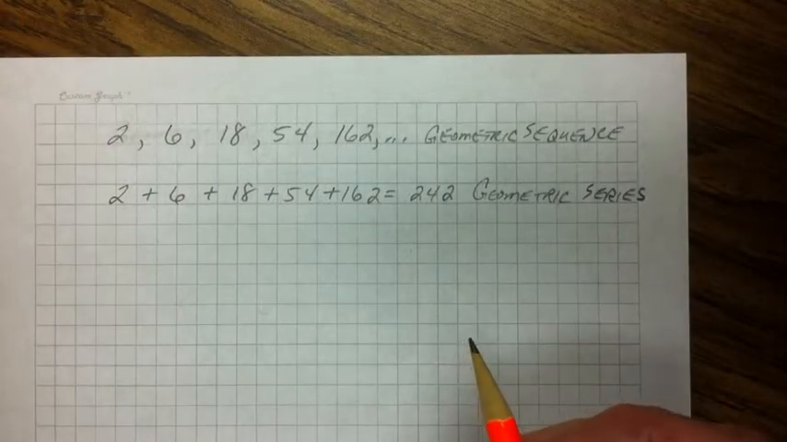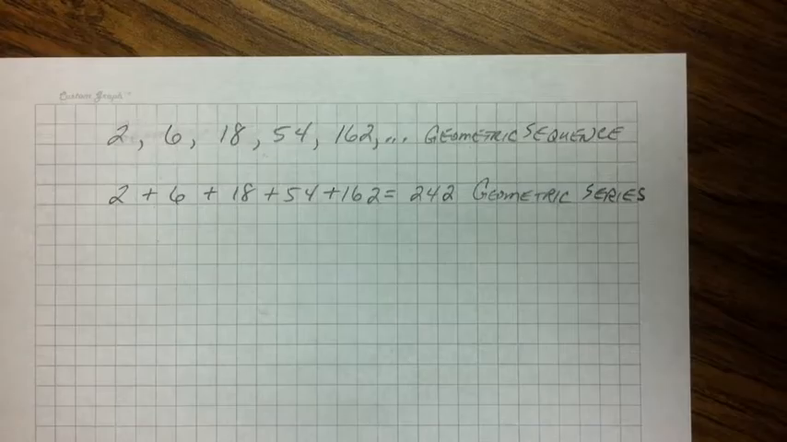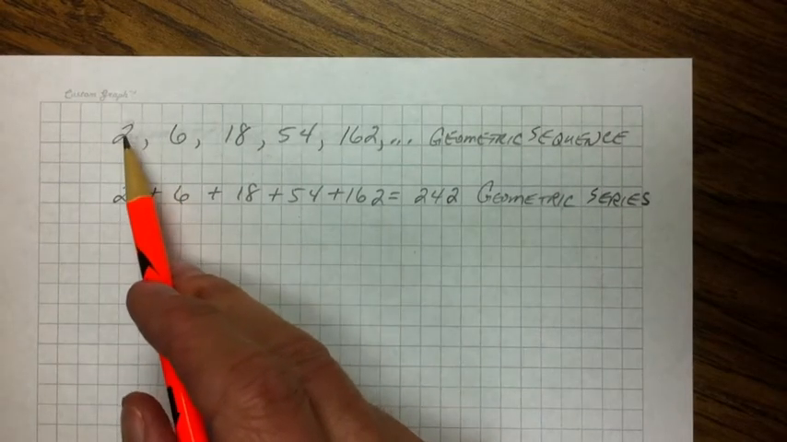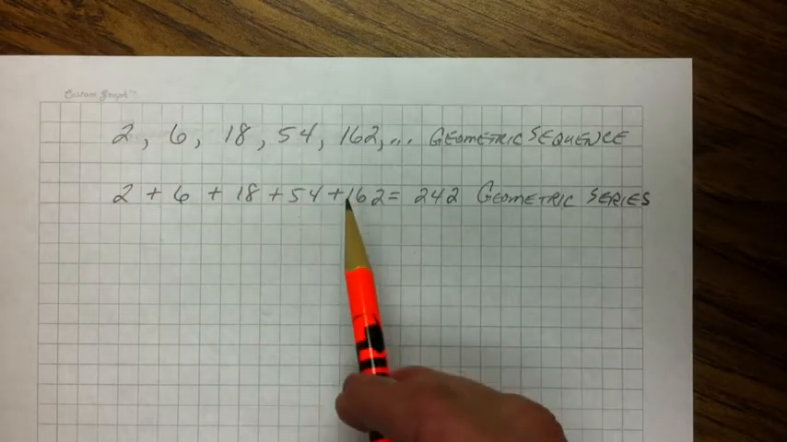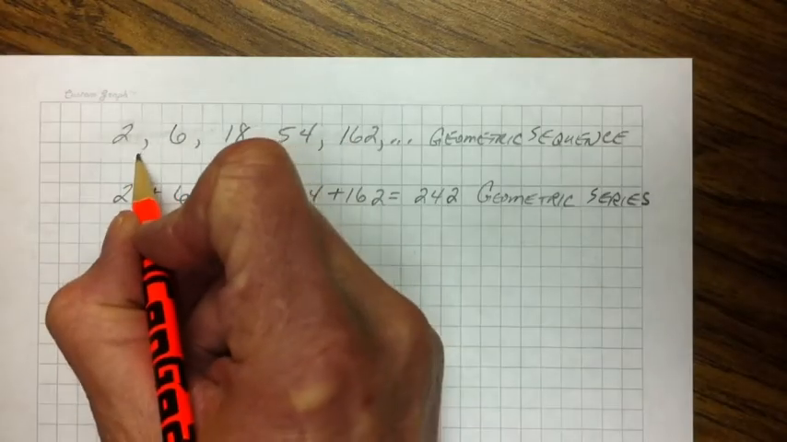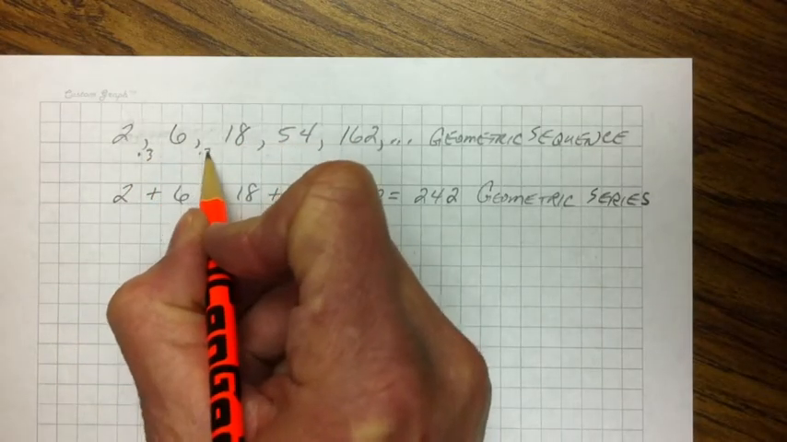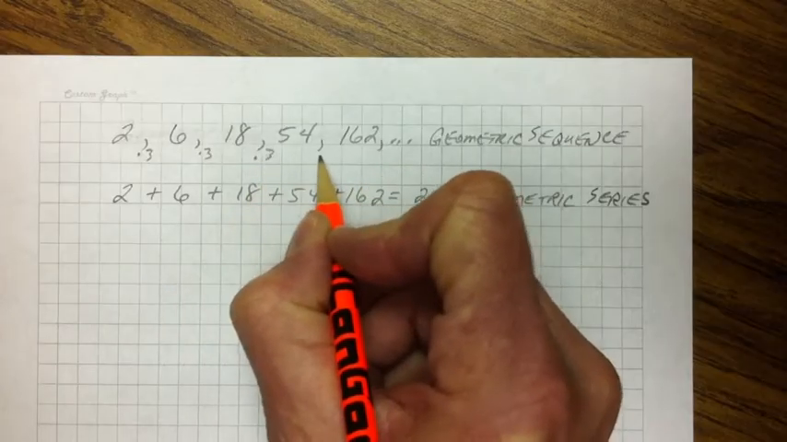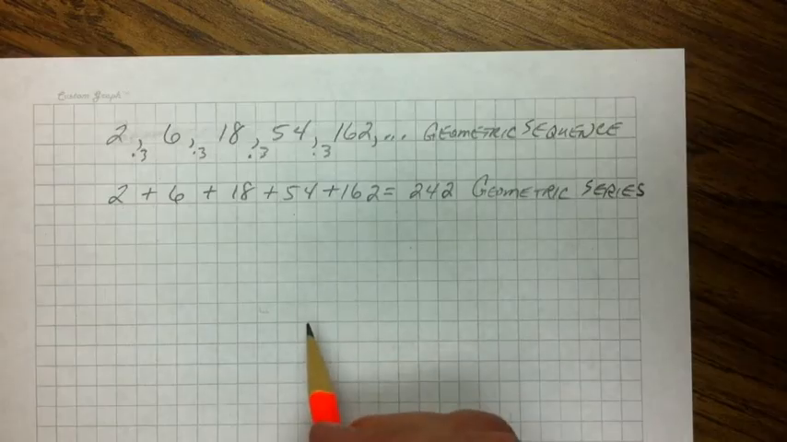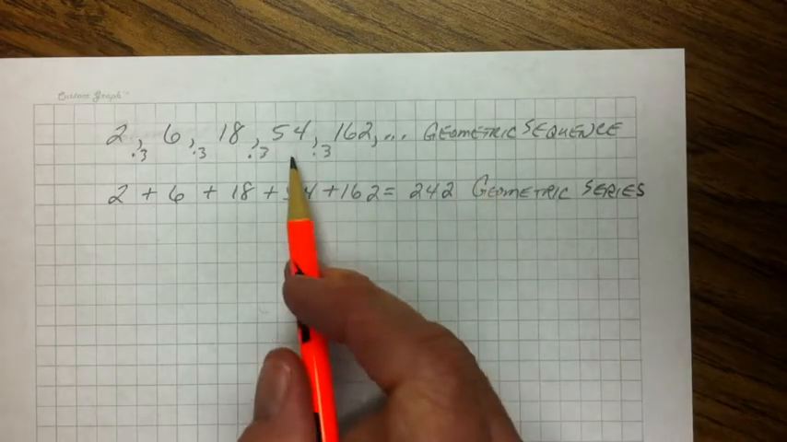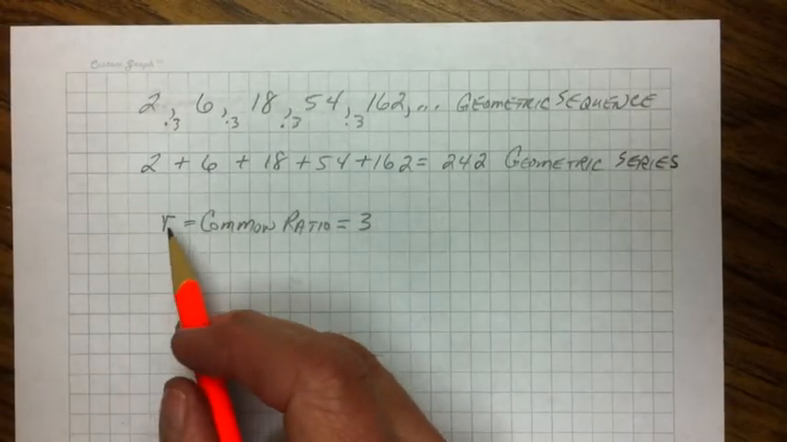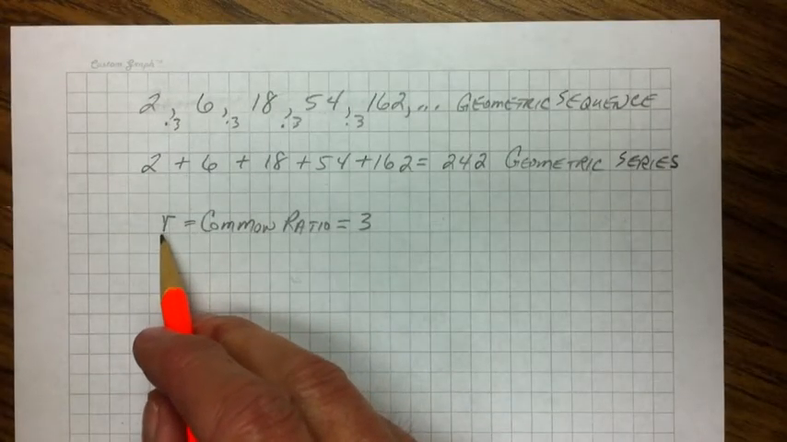Okay, what about geometric sequences and series? Geometric just means that you're multiplying by the same number every time. So for example, this series right here, 2, 6, 18, 54, 162, I'm multiplying by 3 every time. I started with 2 and went times 3 to get 6, times 3 to get 18, times 3 to get 54, times 3 to get 162. All right, when we multiply by 3 like that, that is called a common ratio. Now our common ratio, we designate that using lowercase r for ratio.